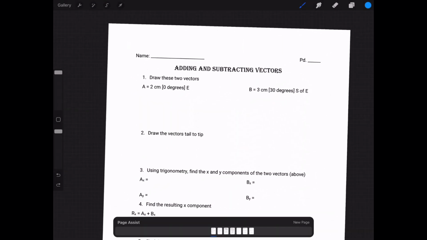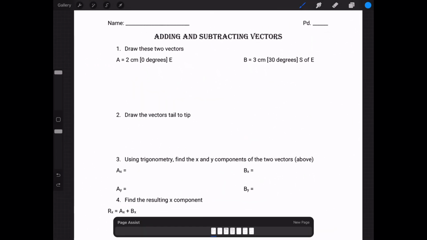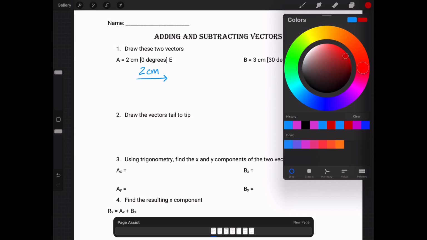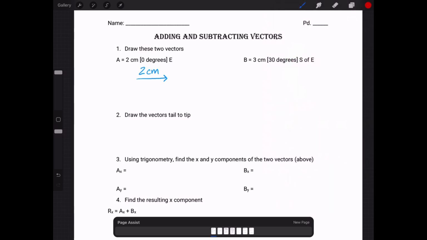Okay, so we're going to be looking at adding and subtracting vectors. First off, we're going to be drawing our two vectors. Notice that there's now directions with them. So we take our ruler, we measure 2 centimeters east. Then we're looking at vector B. We're looking at seeing this, it is south of east.